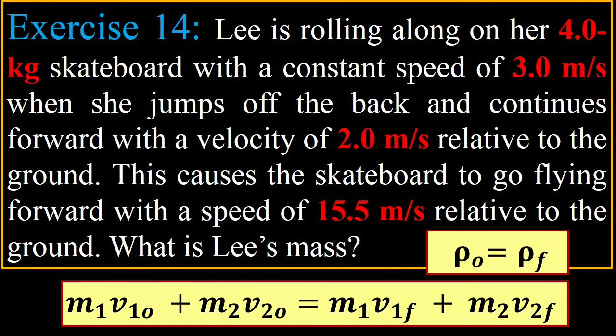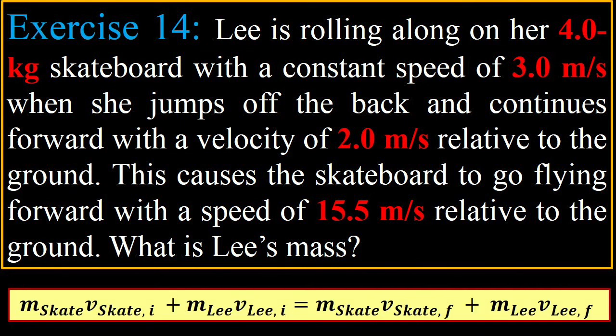This is kind of a unique problem because you're not calculating a velocity, you're calculating an individual mass. So is one going to be Lee or is one going to be the skateboard? Okay, I've chosen 1 to be the skateboard and 2 to be Lee and Lee's mass and velocity.